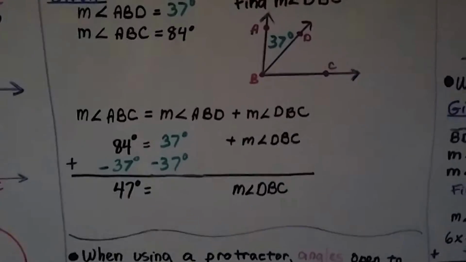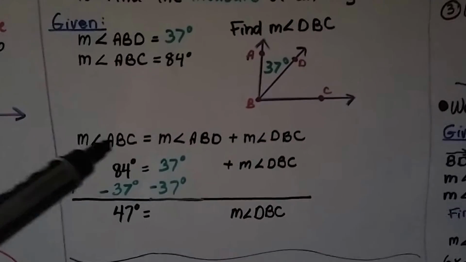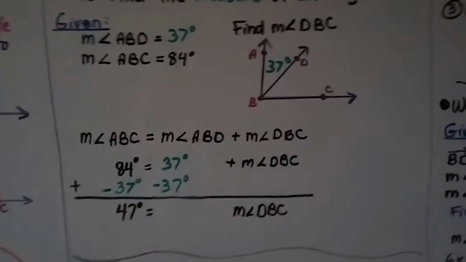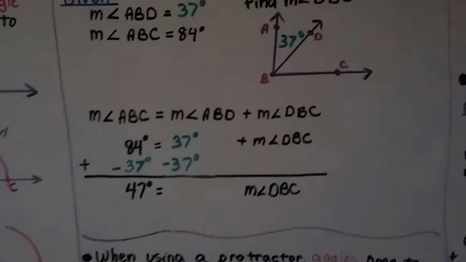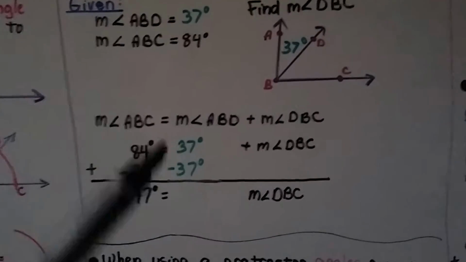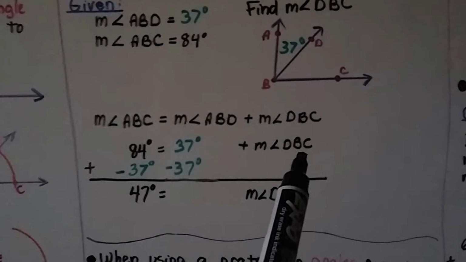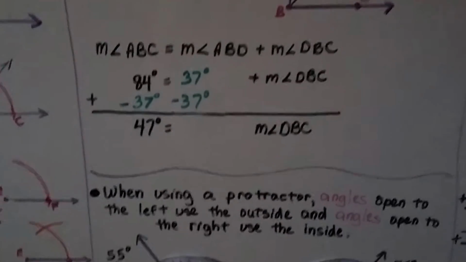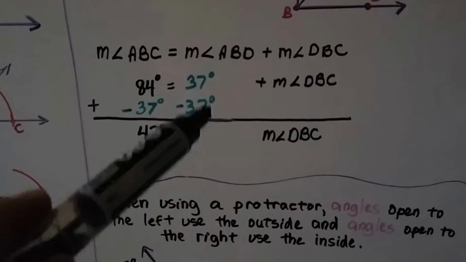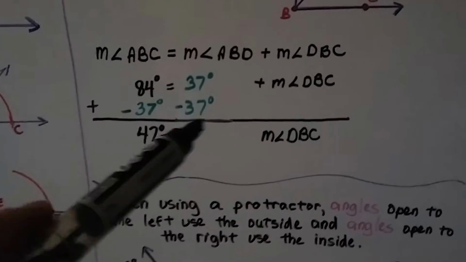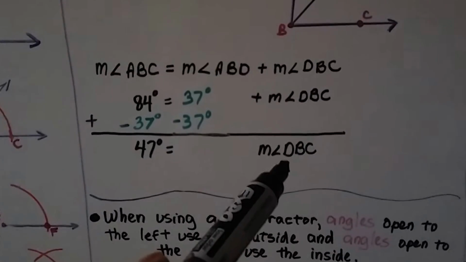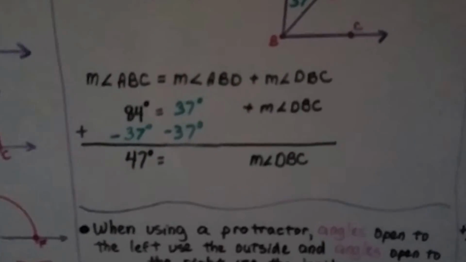So using algebra, we say the measure of angle ABC is equal to the measure of angle ABD plus DBC. These two together, right? That's what the whole thing would equal. We know that ABC is 84. We know that ABD is 37. And we have the measure of DBC over here. That's our equation. We can use additive inverses and do a negative 37 on this side and negative 37 on this side. That creates a zero pair here and eliminates it. We have 47 degrees on this side equals the measure of angle DBC. So we know that's 47 degrees, okay?